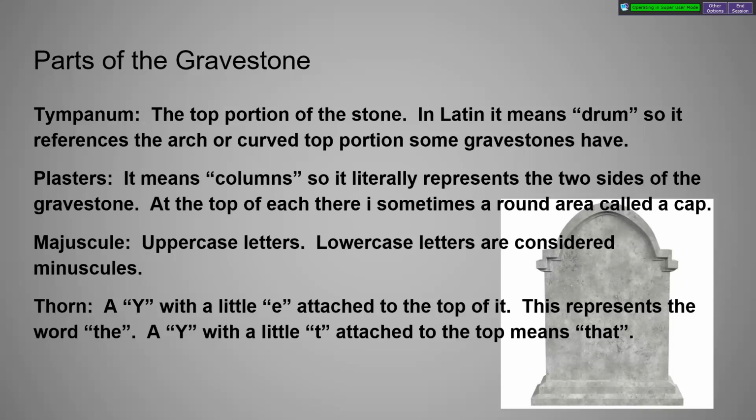Majuscule means uppercase letters; lowercase letters are called minuscules. That makes sense, doesn't it? Okay, the thorn, a Y with a little E attached to the top of it. This represents the word the. A Y with a little T attached on top of it means the word that. So this can come in useful when you're looking at older stones.